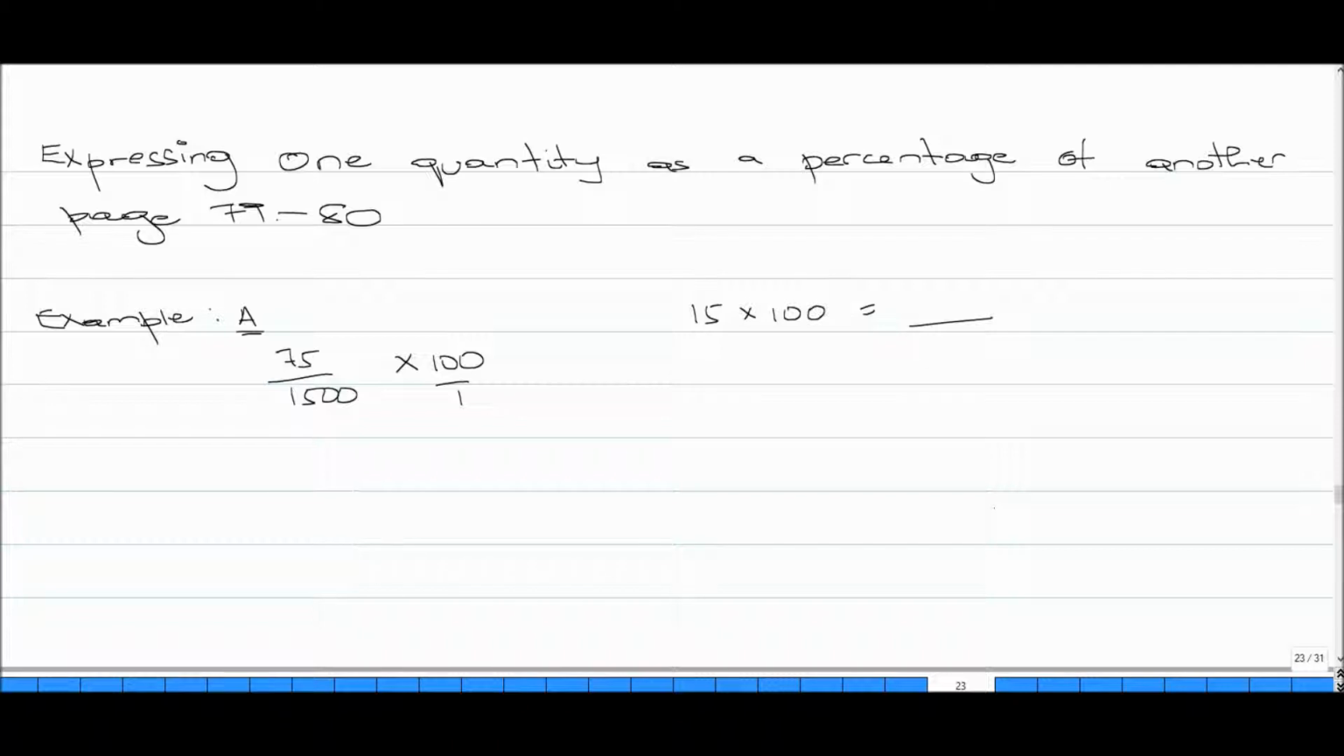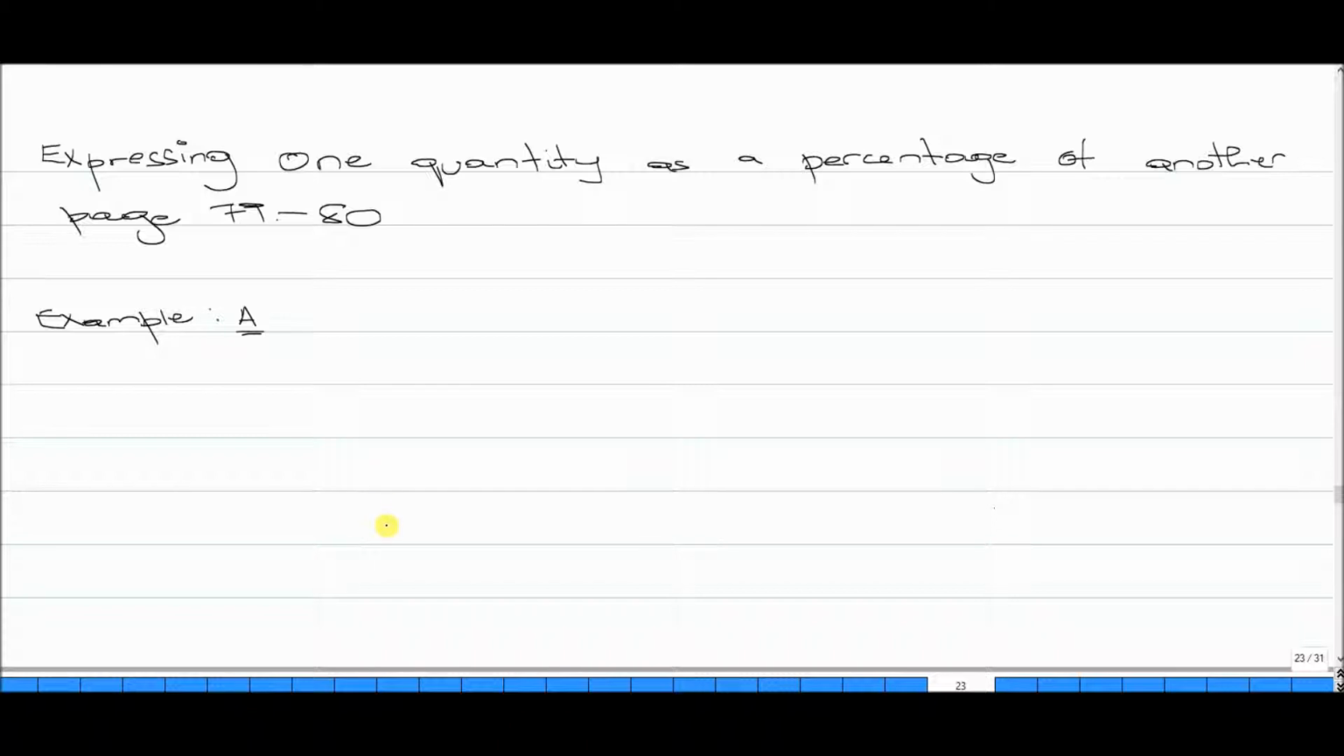Let us turn our attention to page 79, and we're looking at the bottom part. We're going to be looking at expressing one quantity as a percentage of another. We have two examples here. We'll work through those two examples, but let us take note of our rule. The quantity that comes after "of" must be used as the denominator. Always use the same unit for both quantities, then multiply by 100.